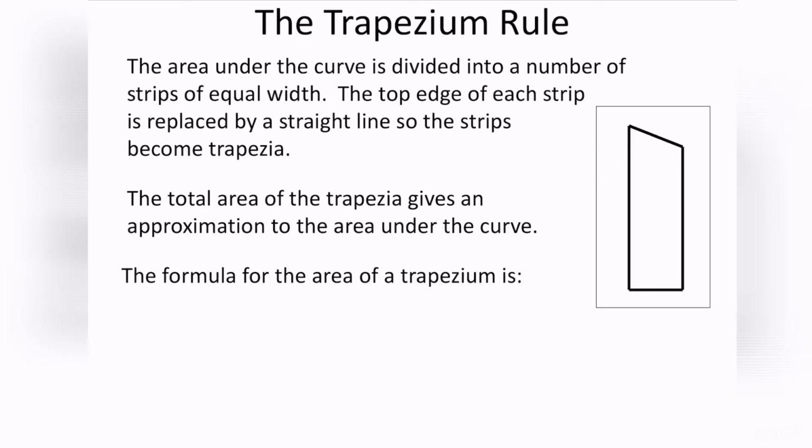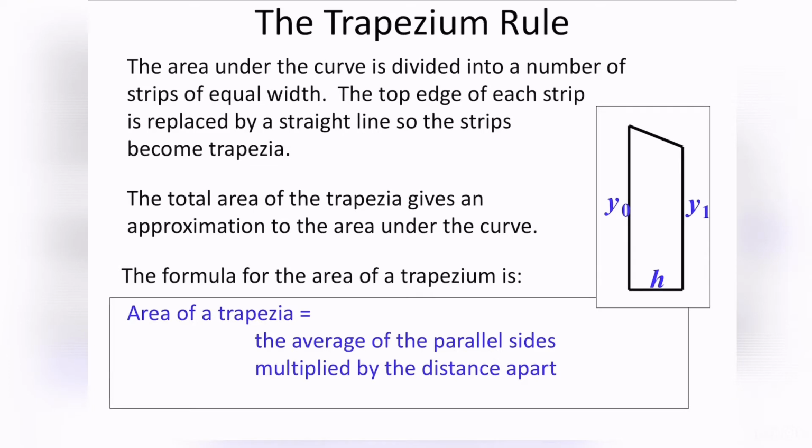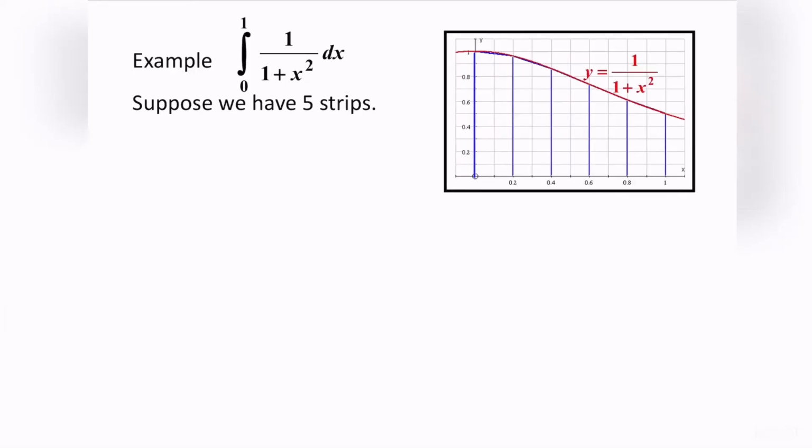The formula for the area of the trapezium is the average of the parallel sides multiplied by the distance apart. So that means half y0 plus y1 multiplied by h, which is the distance apart. The average means you add them together and divide by 2 in this case, because there are two sides.